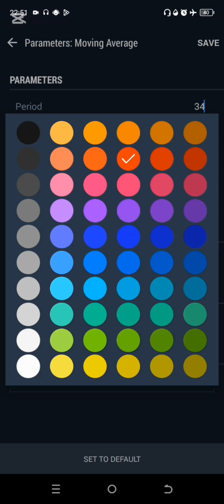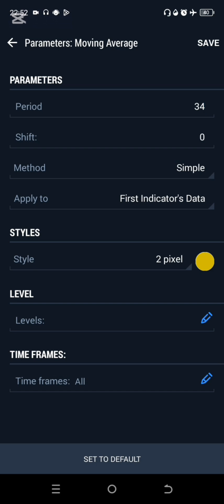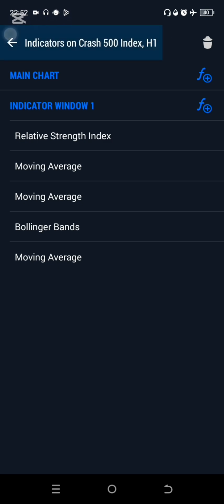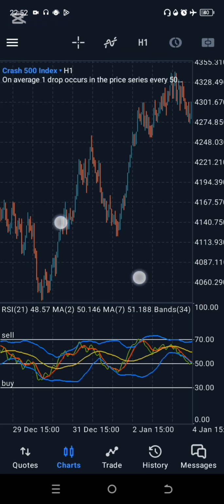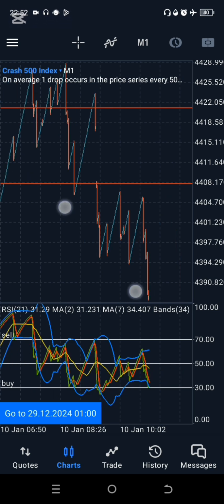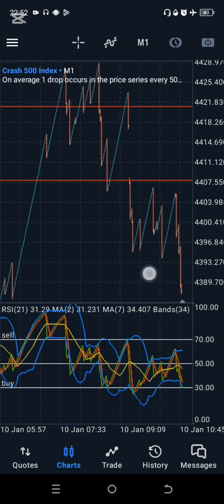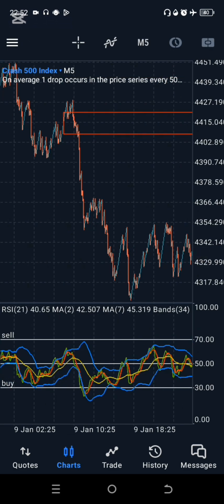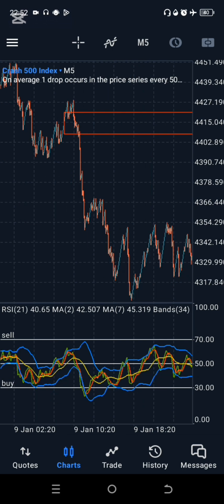Then over here, I'm just going to use yellow. You can use any color of your choice, by the way. And then you click save. So this is what our charts look like. Let me go to a larger time frame. This is what our charts look like after setting up the indicator.